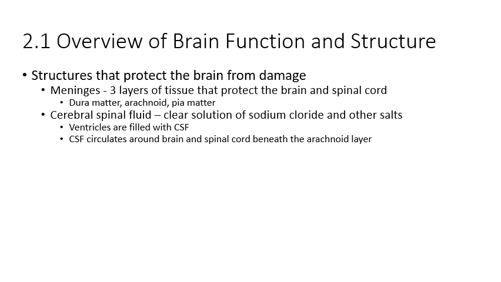So we have a few structures that protect the brain from damage. These include the meninges. This is 3 layers of tissue: the dura mater, the arachnoid mater, and pia mater. And then we have cerebrospinal fluid, or CSF, which is a clear solution, mostly comprised of sodium chloride and other salts. The ventricles are holes that don't have gray matter or white matter in the brain, in the forebrain. These are filled with cerebrospinal fluid, and CSF also circulates around the brain and the spinal cord beneath that arachnoid layer to cushion the brain, and also provides some cleaning and healing functions for those areas of the brain.